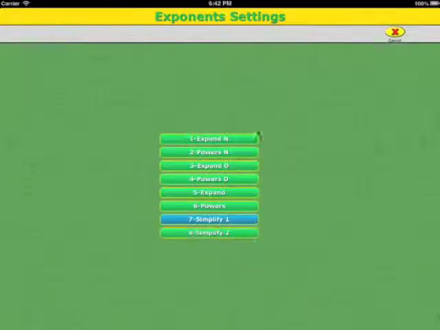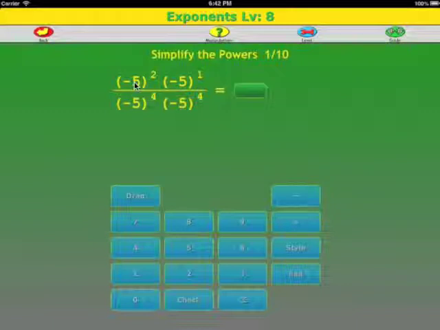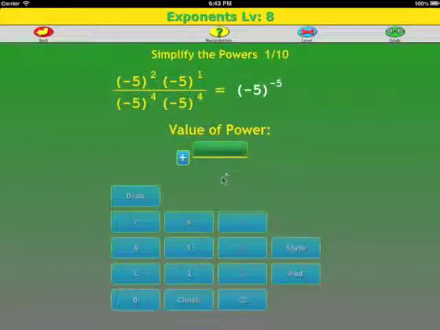Let's do the next exercise. It just has one base. So we need to combine multiple rules. The base is negative 5. Here, for the numerator, we have 2 plus 1, that's 3. For the denominator, we have 4 plus 4, that's 8. So 3 minus 8, that's negative 5. Again, we take this negative sign, and we take this as the number of times it occurs. So there are 5 negative signs. That's odd, so our answer is negative.